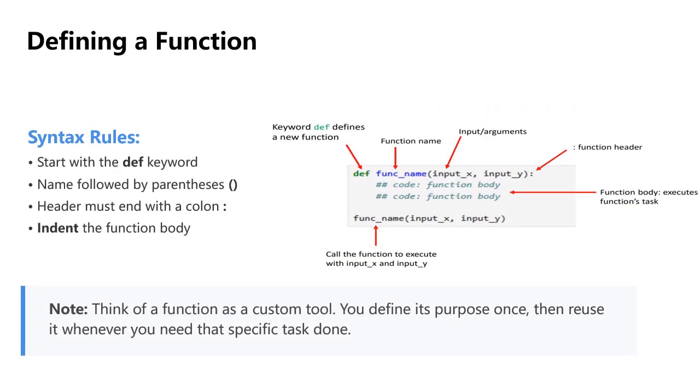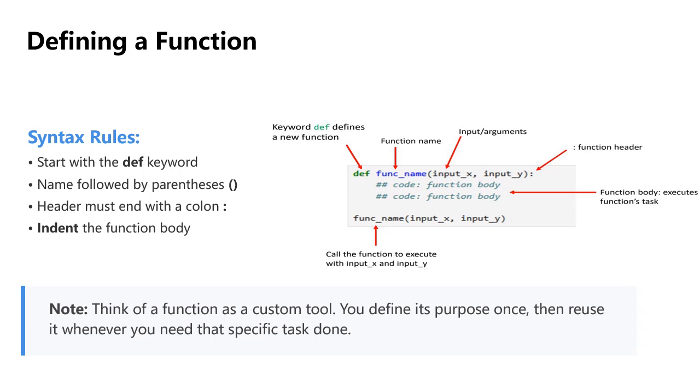To define a function, we follow a specific set of syntax rules that tell the computer we are creating a new reusable instruction. Every function definition must start with the keyword def, which is short for define. Directly after that, you give your function a name followed by a pair of parentheses. This first line is often called the function header. Notice the colon at the end of that header line. It is absolutely essential. It signals to Python that the instructions for the function are about to follow.